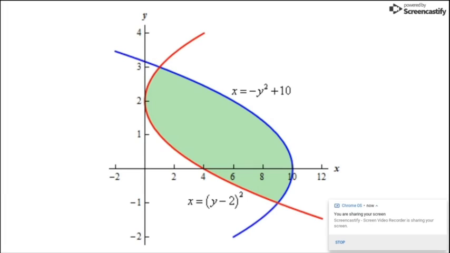Next, we have to figure out which function is f of y and which one is g of y. We will use the phrase right minus left because we are in terms of y. Therefore, we know that -y squared plus 10 is our right and y minus 2 squared is our left.